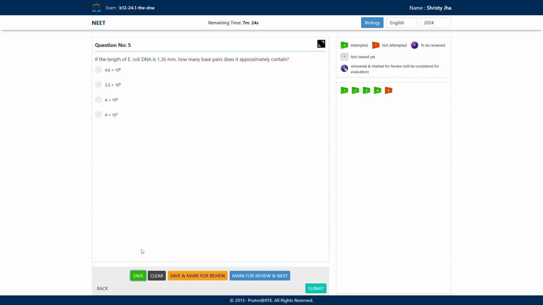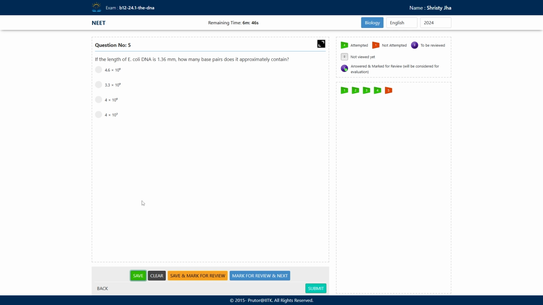Now, last question. If the length of E. coli DNA is 1.36 millimeter, how many base pairs does it approximately contain? So in this question they have given the length of the E. coli DNA, which is 1.36 millimeter, and they are asking how many base pairs it approximately contains, that is, the number of base pairs. So we have learned that.